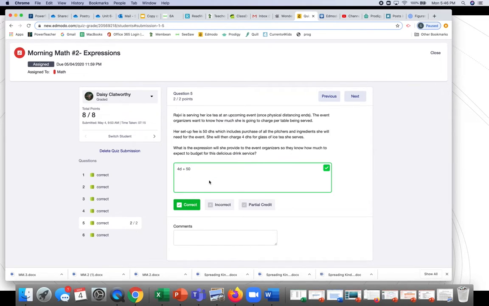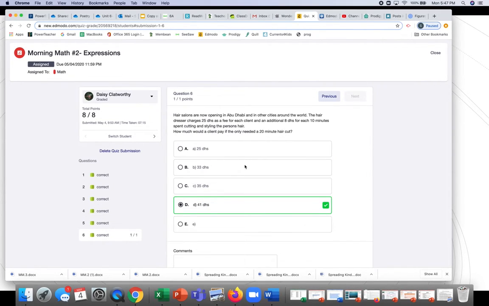Some people had partially correct answers, which you can see in what I gave you. If you knew that you should be adding 50, I probably gave you at least half a mark, if not 1 out of 2. This was out of 2 points. And if you knew that the variable should be attached to the D, so you multiply 4 times the number of drinks that she serves, then I would have given you probably 1 out of 2 for that. But both parts had to be correct to get both.